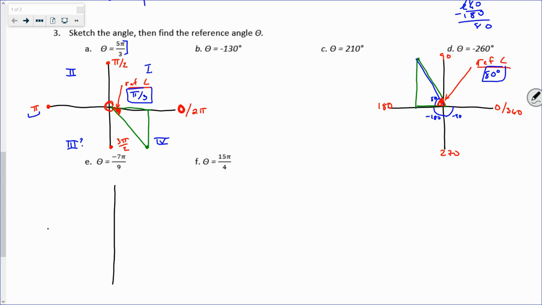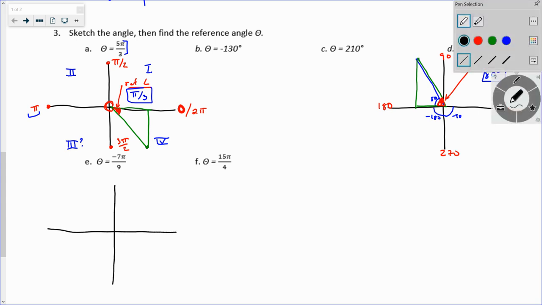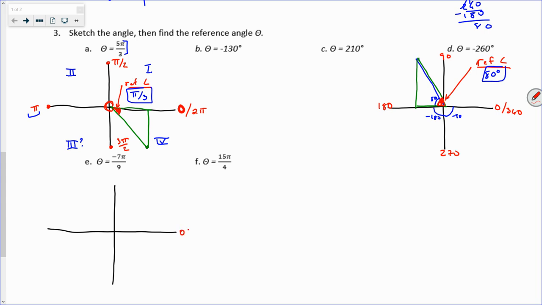So now let's see if we can go negative. 0 and 2 pi, pi over 2, pi, 3 pi over 2. So negative 7 pi over 9 is not a full pi, right? So now the question is, is it in quadrant 4 or quadrant 3? The reason I ask those is because it's negative, so we're going to be traveling this way, some direction, right?